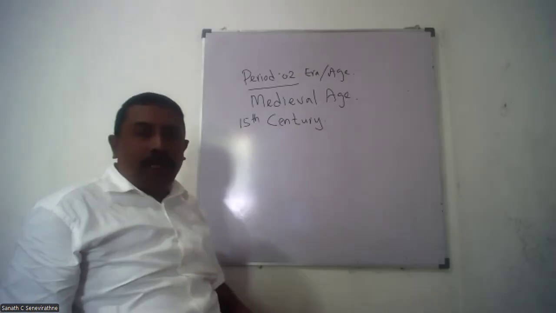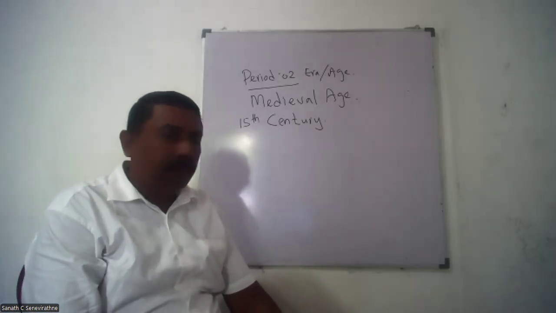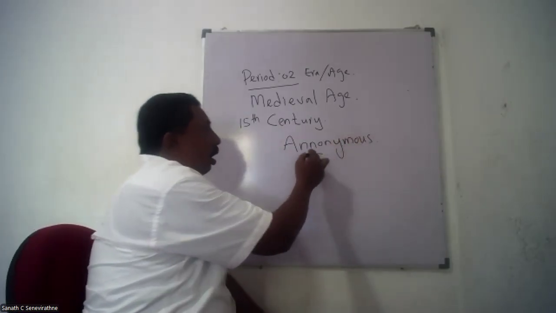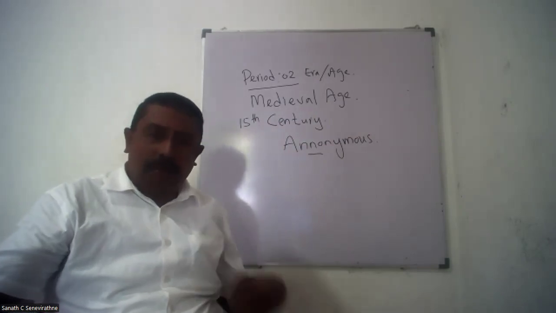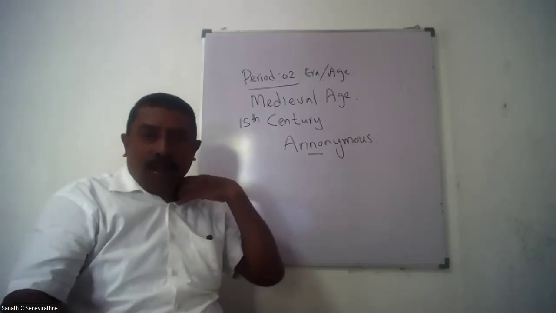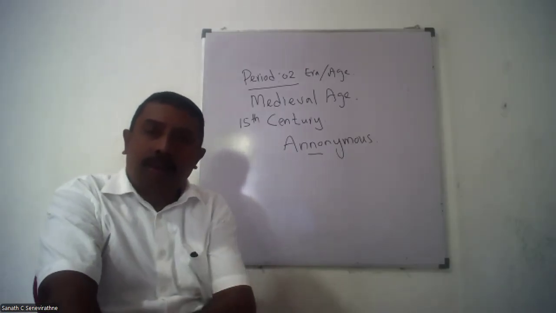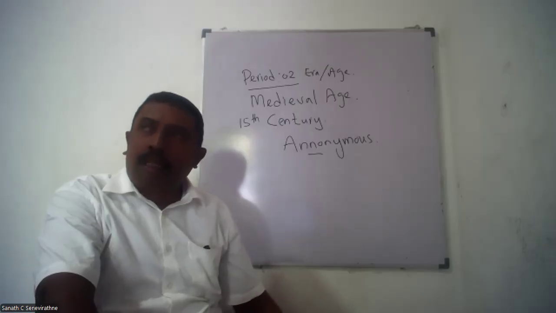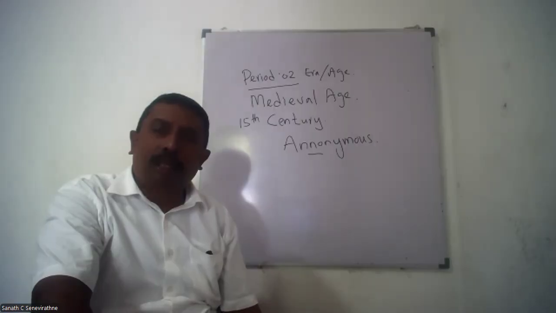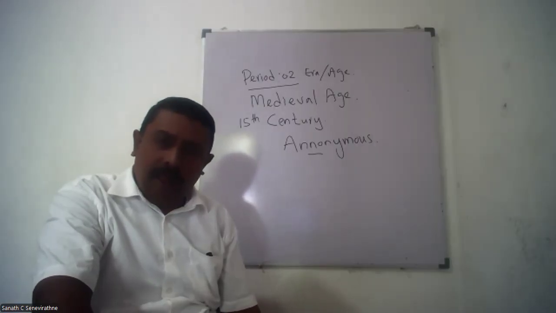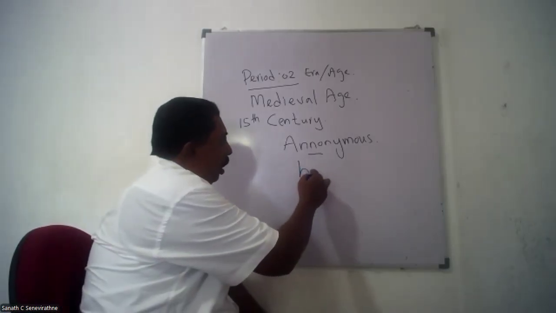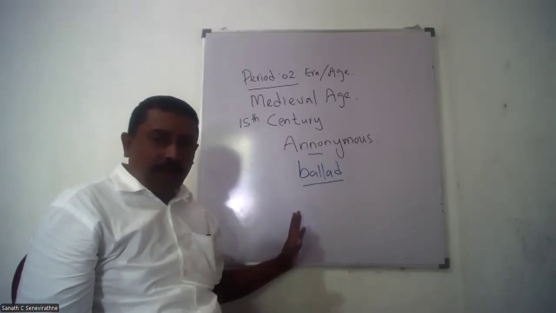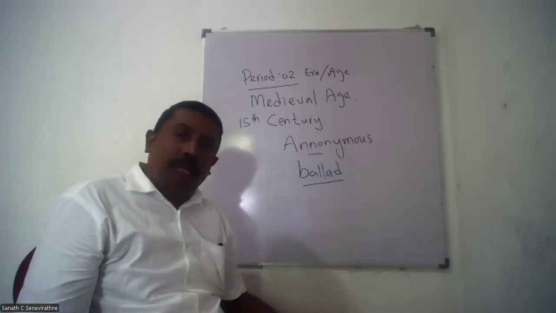At that time there were writers, but the writers are anonymous. Anonymous means names are not mentioned. Names of the writers are not mentioned. They are anonymous. There are several features in this, especially there was poetry. The poetry type is called ballad. I will tell later what a ballad is. Ballad types, writers not mentioned, there were poems. Still we have them. We identify them as medieval poetry.